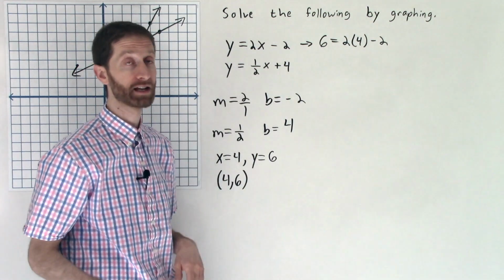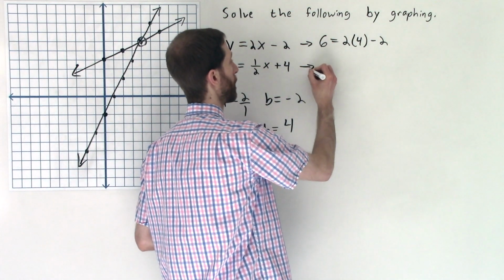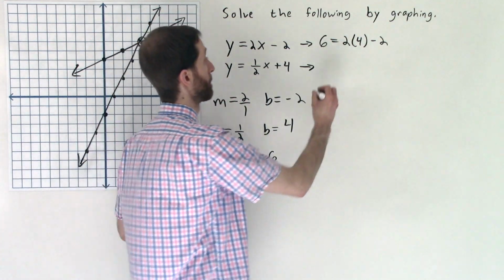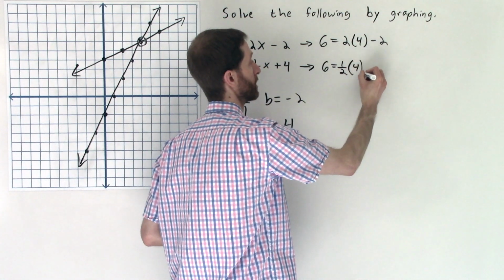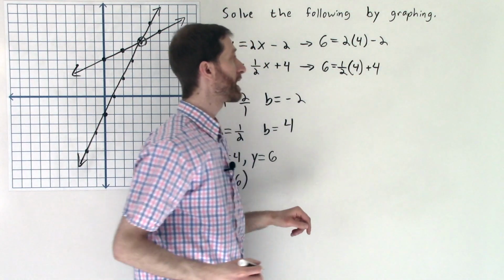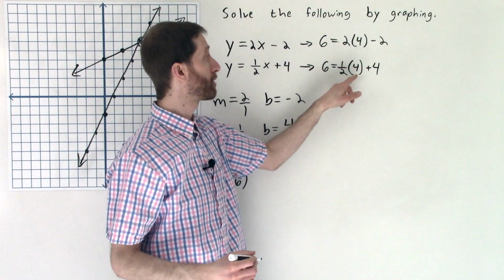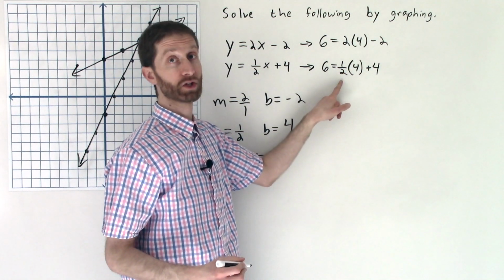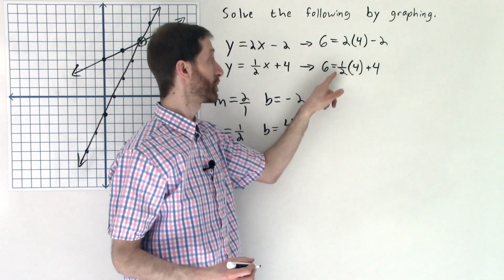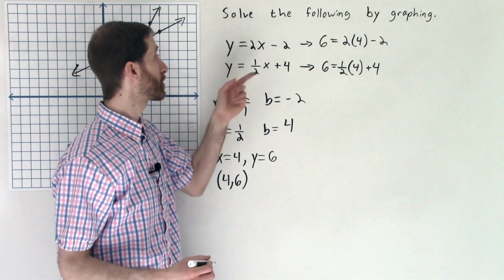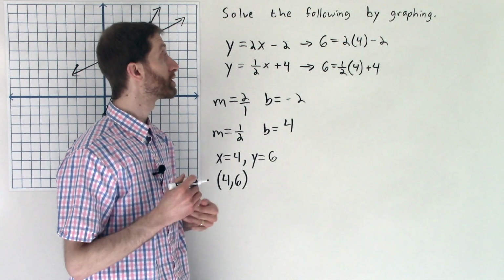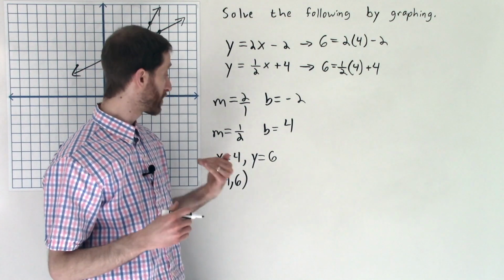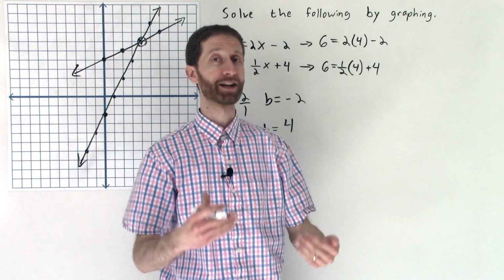Let's check out this line here. We will plug in 6 for y and 4 for x. We do that, and now let's simplify. 1/2 of 4 is the same as dividing 4 by 2, which is 2, plus 4 is 6, which is equal to 6. Both of these equations are true when we evaluate x equals 4 and y equals 6 in them, so our graphs are correct and our solution is indeed (4, 6).